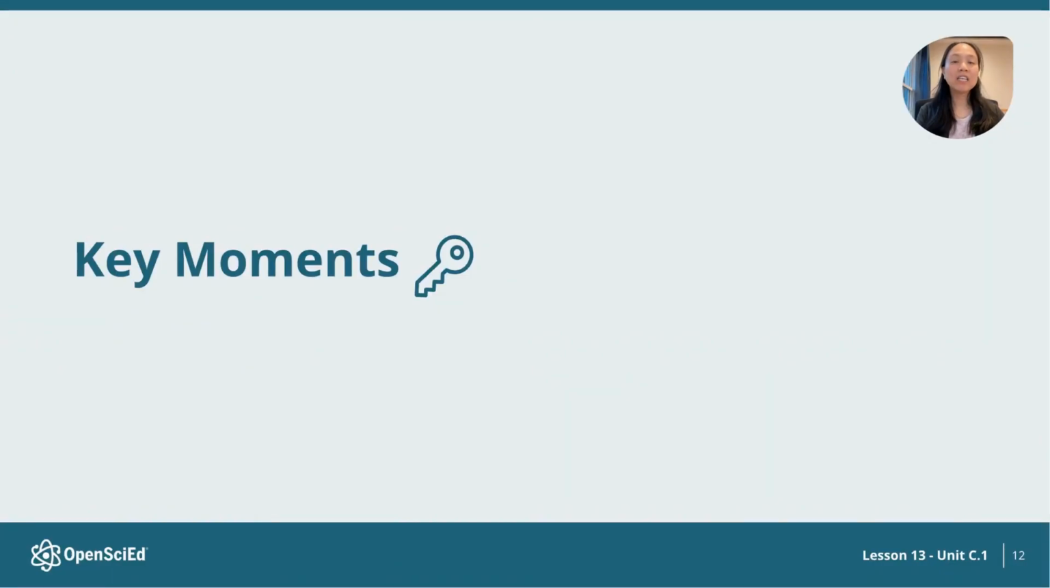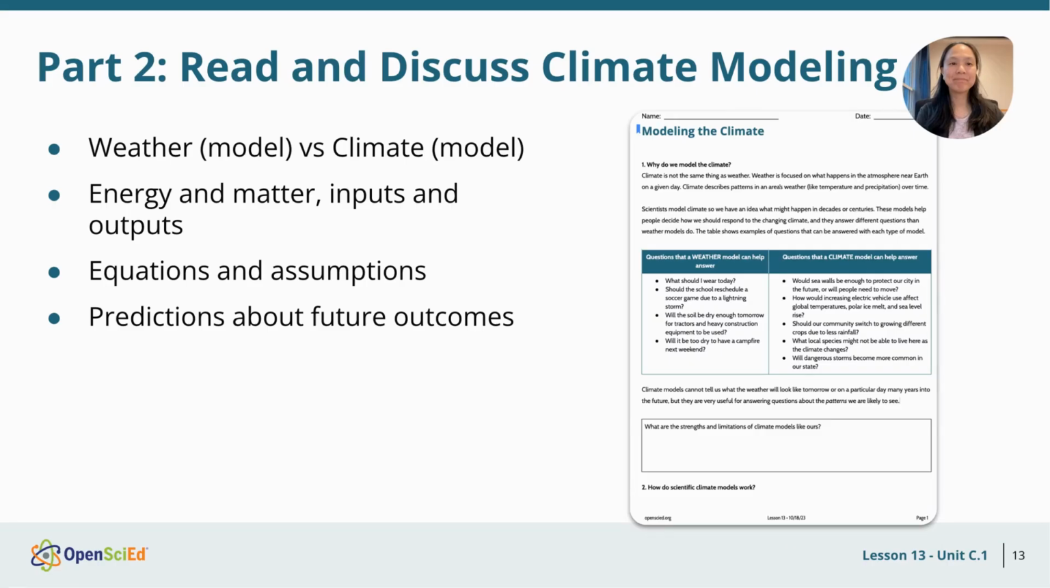Let's take a look at the key moments in Lesson 13. The reading in Part 2 of this lesson highlights a couple of ideas, such as the difference between weather and climate, the differing purpose of weather versus climate models, and how computational models are developed. An extension opportunity mentioned in the teacher edition is going back to computational models that students used earlier in the unit, such as the sea level rise simulation, to consider the equations, assumptions, and limitations of these models.